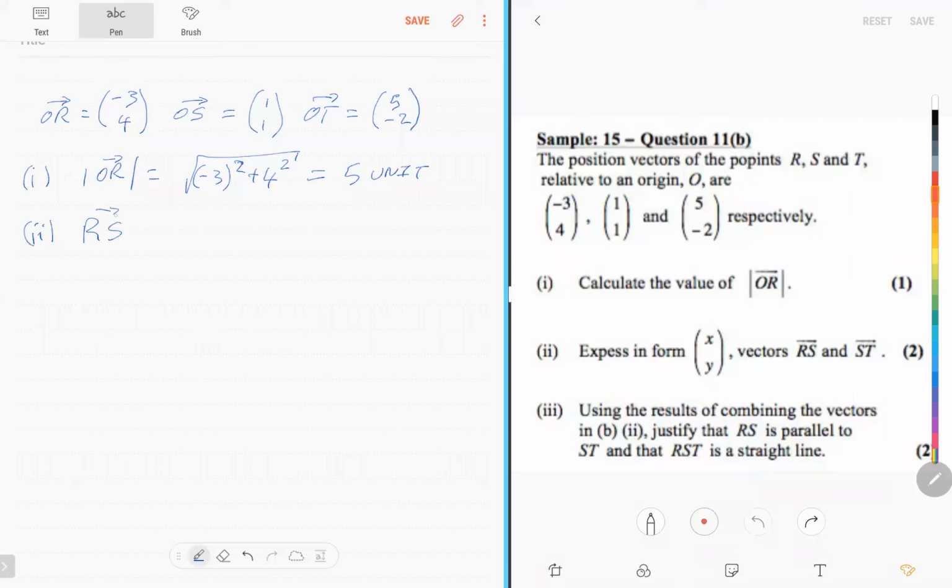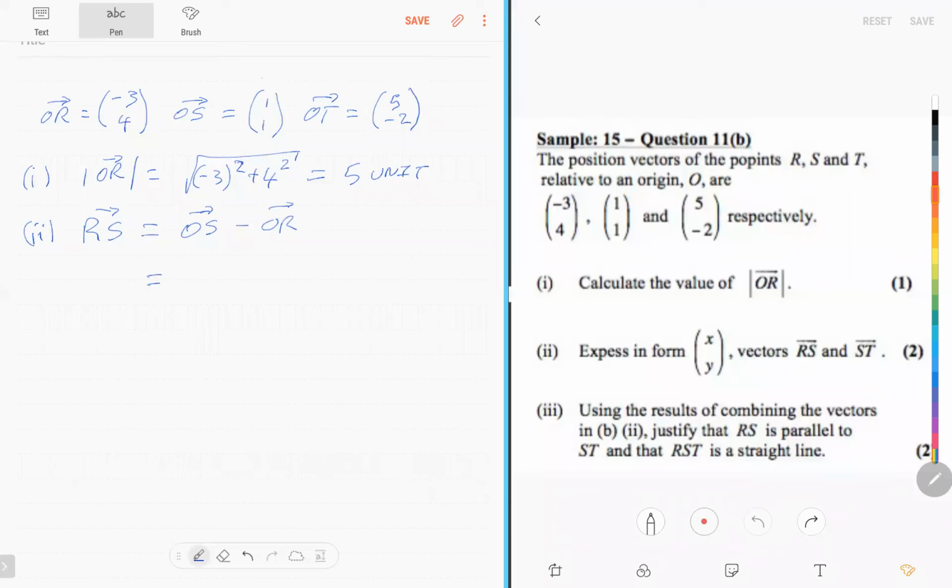And we came up with a simple formula for RS in class. The displacement vector is O times the last minus O times the first. R is the first, S is the last. So the displacement vector RS is OS minus OR. That's a simple way to write a displacement vector: O times the last minus O times the first. And OS is this one.